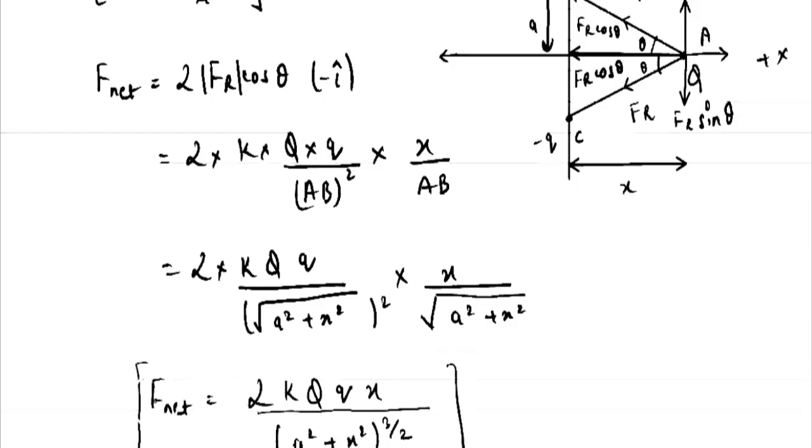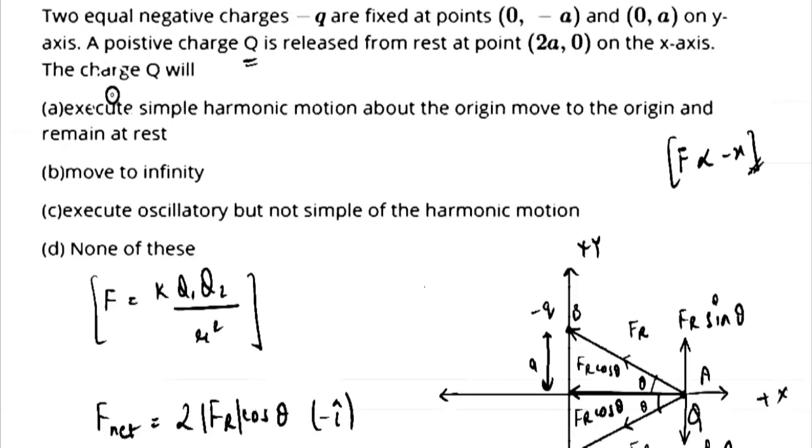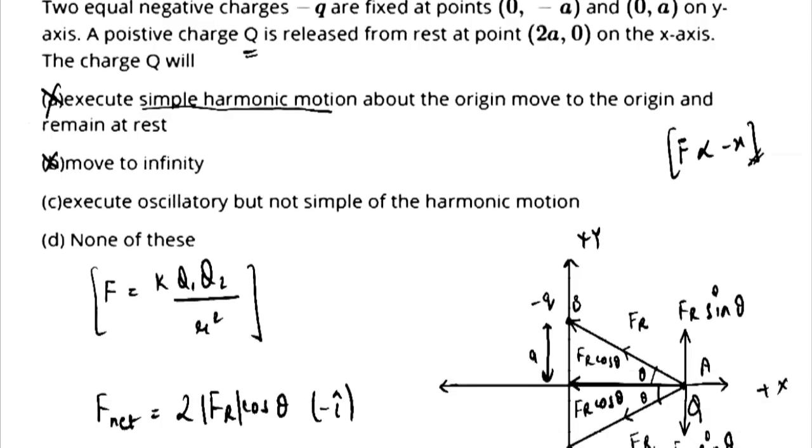So from here, we can see that F net is not directly proportional to x, which is the prime condition for SHM. Here x is in the numerator and also in the denominator, hence this is not SHM. So from the given options, option A will be wrong because it says it's executing SHM. Option B will be wrong as it says move to infinity. Now let's check other options.